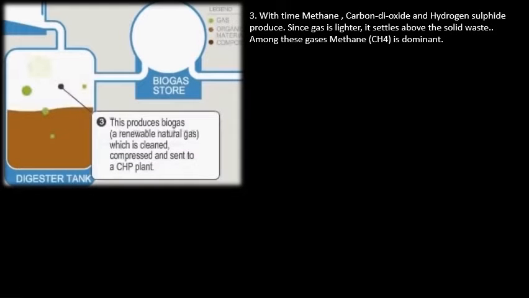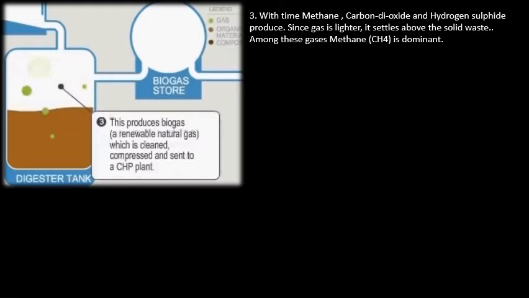With time, methane, carbon dioxide, and hydrogen sulfide are produced. After some time, the digester tank gets filled, the shed gets empty, and over a long period of time you can see green bubbles popping up, and that is the methane gas along with a little bit of hydrogen sulfide and carbon dioxide. But mostly it is methane which is dominant.